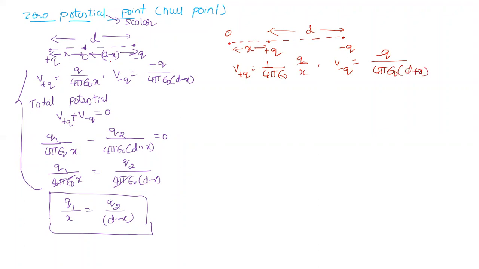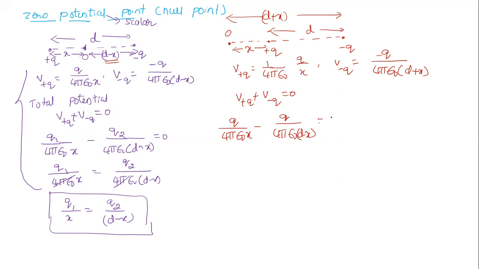Now see the difference. Here we took D minus X, here it is D plus X. Okay, total distance from this point to this point, D plus X. So total potential must be 0, right? So I can take V due to plus Q charge plus V due to minus Q charge equal to 0. So add up these two now. It will become Q divided by 4 pi epsilon naught into X minus, why minus? Because there is a negative charge here, minus Q divided by 4 pi epsilon naught into D plus X, that is equal to 0.